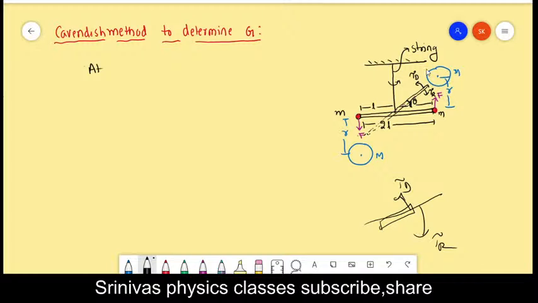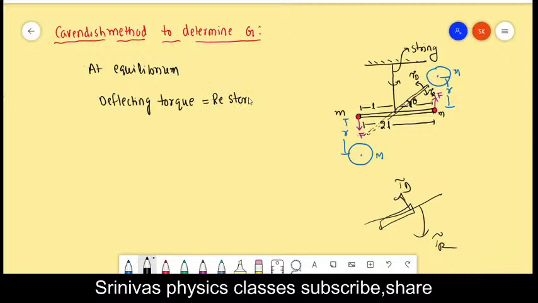Deflecting torque is due to the attraction force. This capital M attracts the small m this side, and this capital M also attracts the small m that side. Equal and opposite forces make this object rotate, and that is the deflecting torque. Now at equilibrium, what happens? Equilibrium means rest, and rest means the net torque should be zero. Deflecting torque should be equal to the restoring torque.